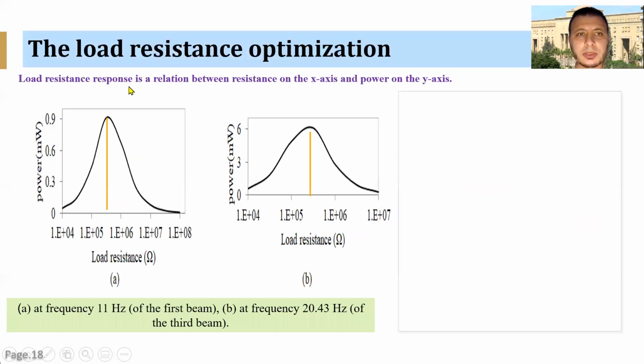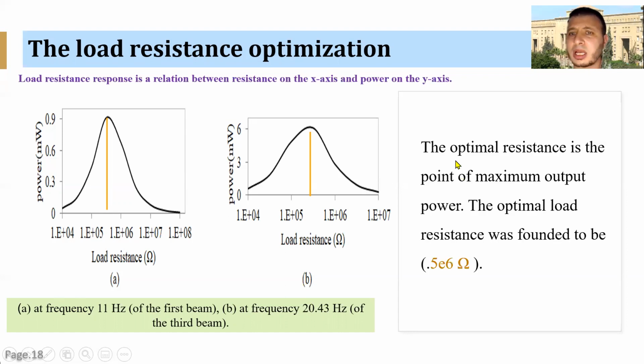Load resistance optimization. Load resistance response is a relation between resistance on the x-axis and power on the y-axis. This figure shows the load resistance dependence of the first and third beam. The optimal resistance is the point of maximum output power, in this point and this point. The optimal load resistance was found to be 500,000 ohm.